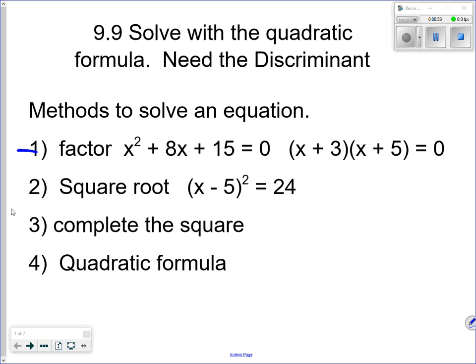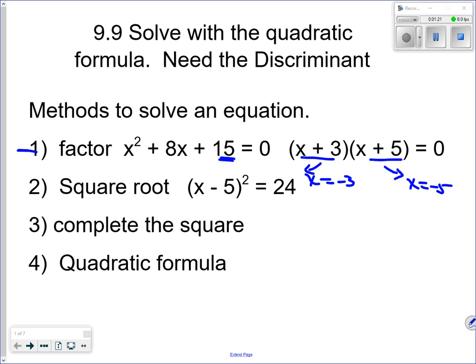and solve. So for this quadratic, two numbers that multiply to give us 15 that add to give us 8. You could use 5 and 3. Your two parentheses are x plus 3, x plus 5. Pull each piece out and you get your two solutions. X equals negative 3 and x equals negative 5. So that was solved by factoring.